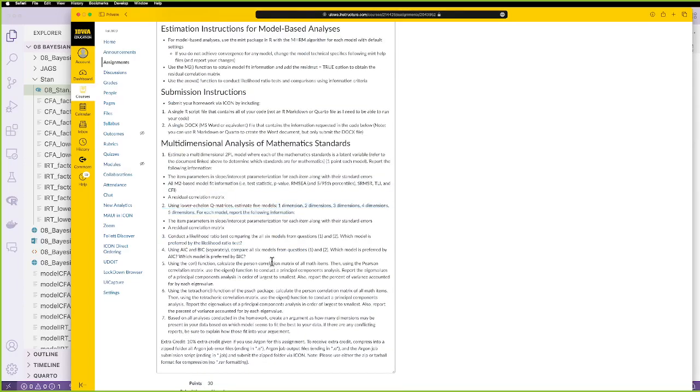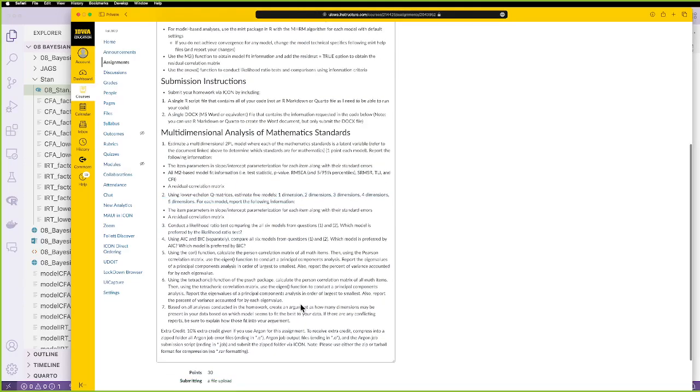Then I'm going to ask you to do some old school things like a principal component analysis. And I thought long and hard about putting this in there, but I'm going to bring this back for next week's class about what we're doing with principal component analyses and so forth. But this principal components analysis is very straightforward. It's using a correlation matrix or using the eigenfunction. So you should be able to work that through.